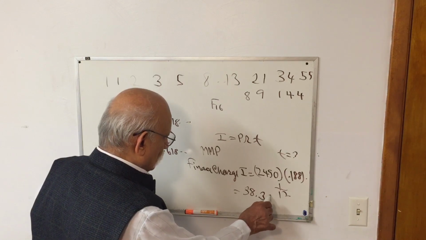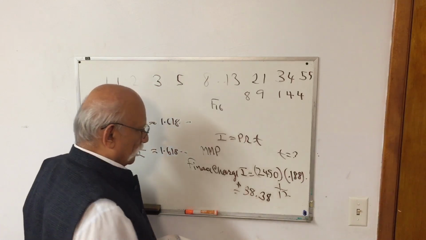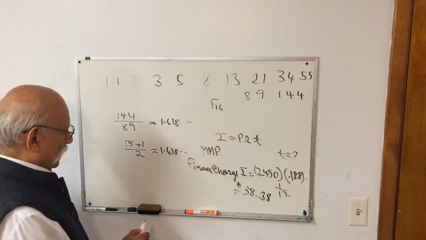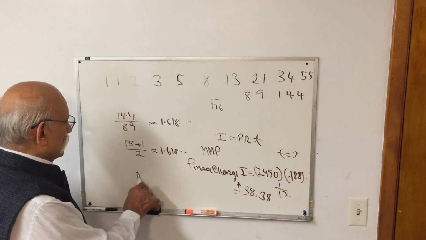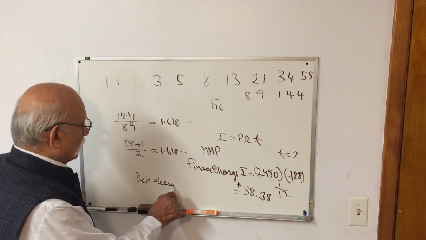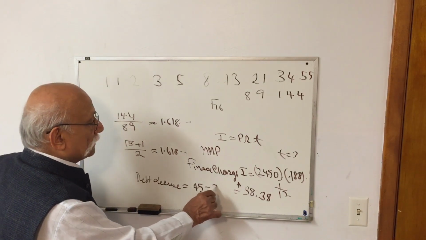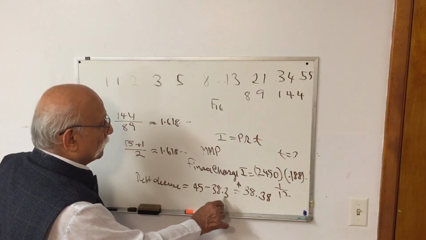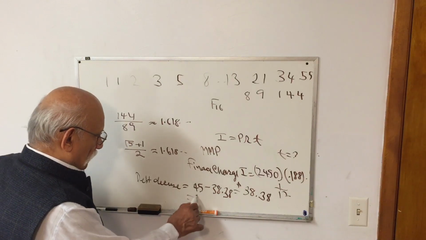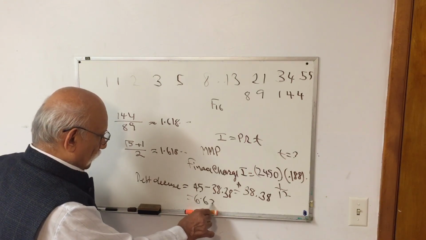Is that right? 38.38. Yes. So this is the finance charge. And if you subtract that from $45, what do you get? So the debt decrease will be $45 minus 38.38, which will be something like $6? 6.61. 6.62? 6.62. Yes. Okay.